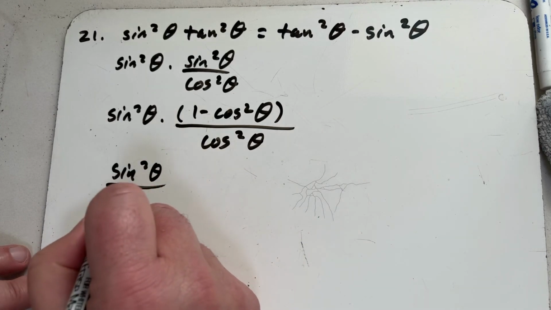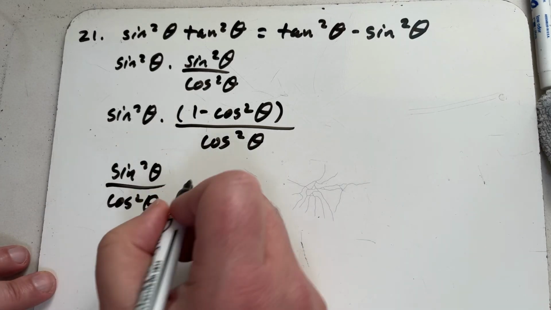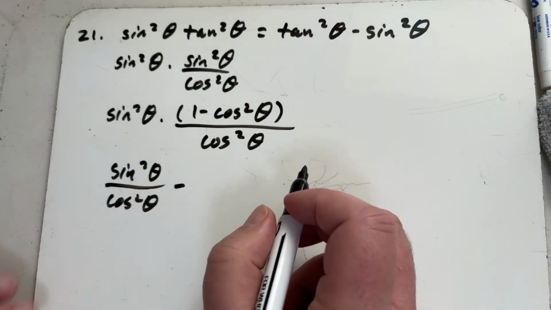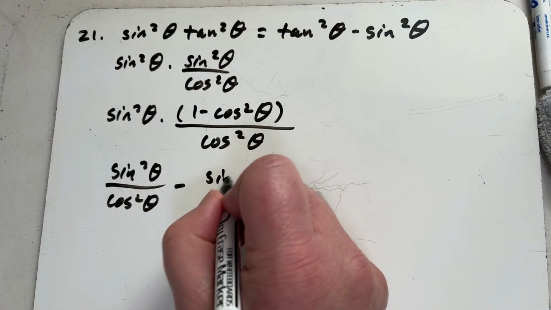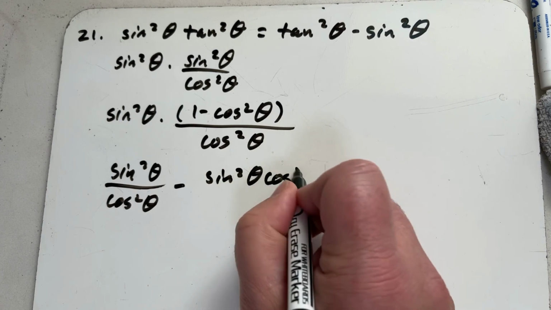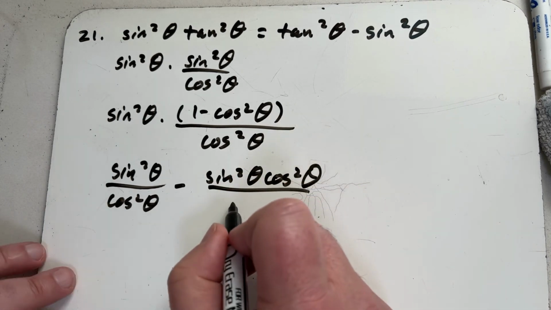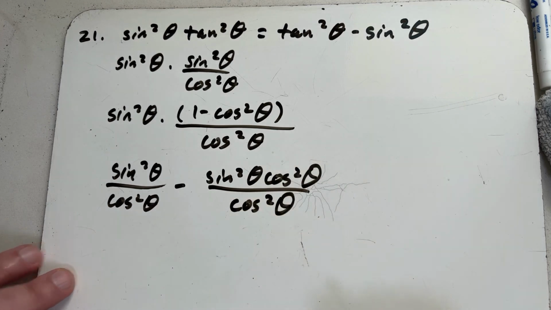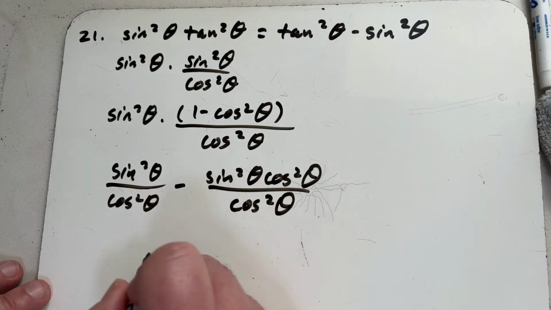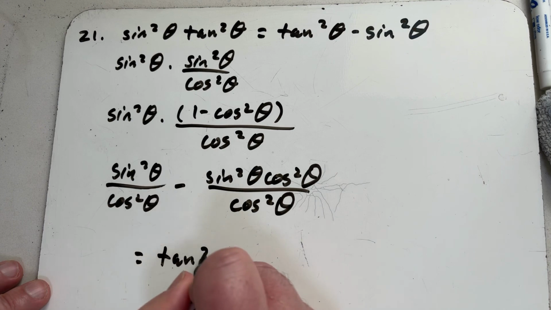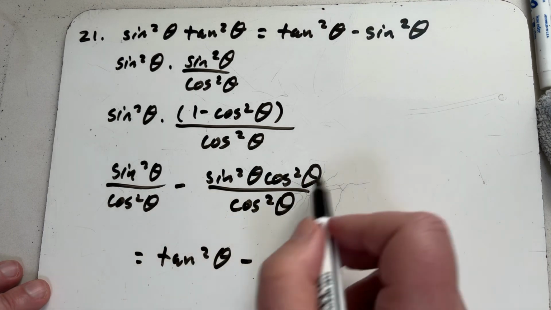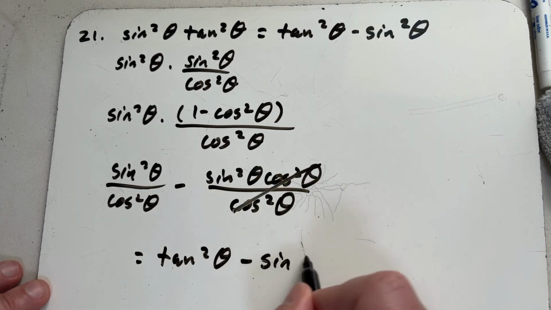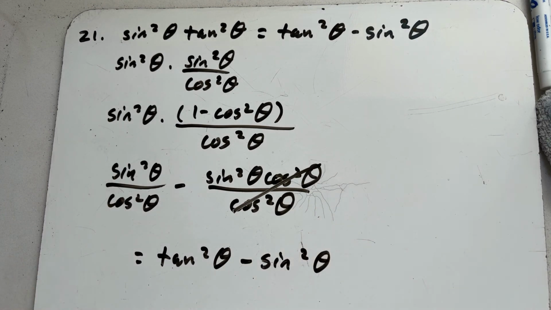So I have sine squared over cosine squared. That's this sine over cosine. Minus sine squared, I'm just distributing, cosine squared over cosine squared. And we have our answer right here. Sine over cosine gives me tangent. Minus, cosines are gone. I'm left with just sine. There you go.